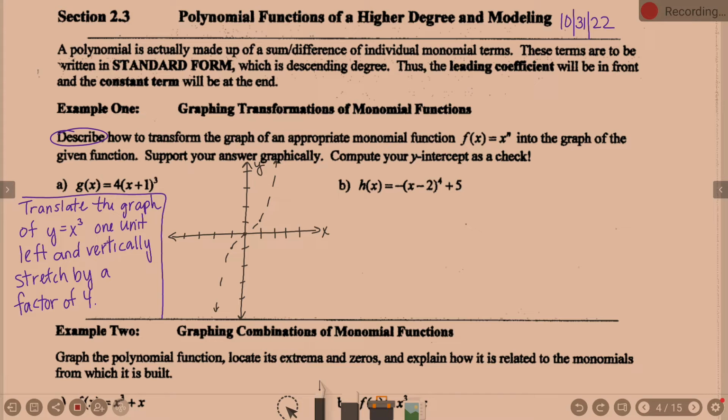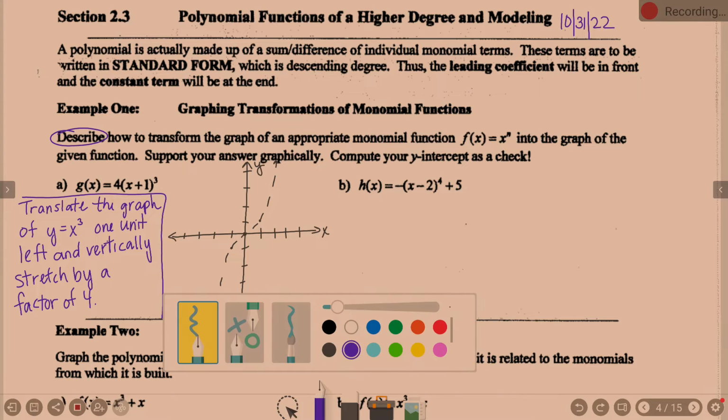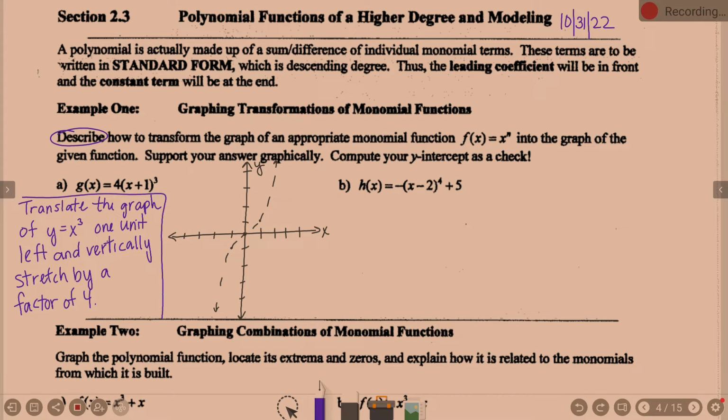And you can even make it a solid line if you want to and just make it lighter or whatever. But now we're going to take that graph. One thing we're going to do is move it where? One left. So instead of it going through 0, 0, it's going to go through negative 1, 0, right? If we get our negatives and orders right. Okay.